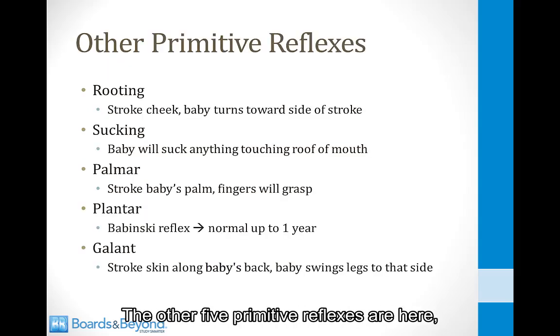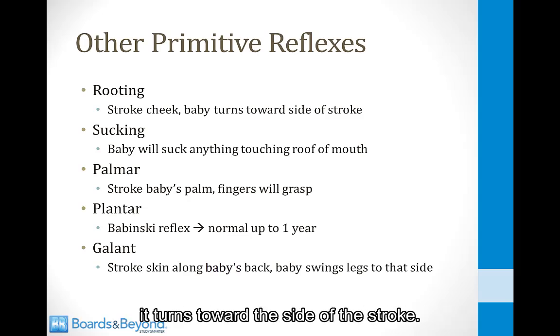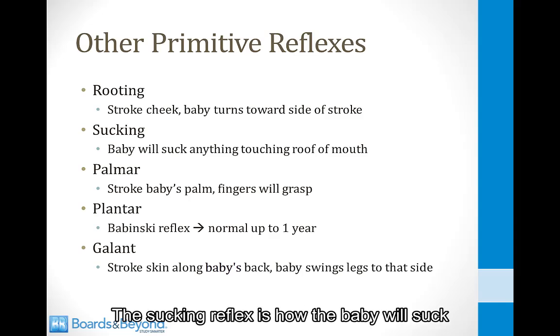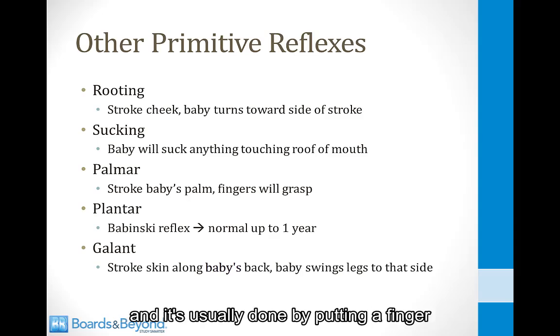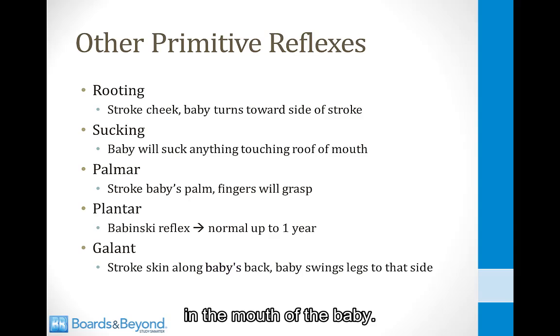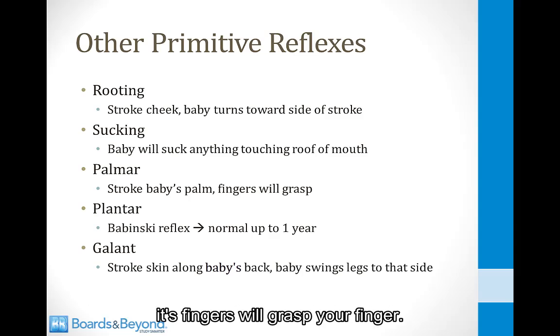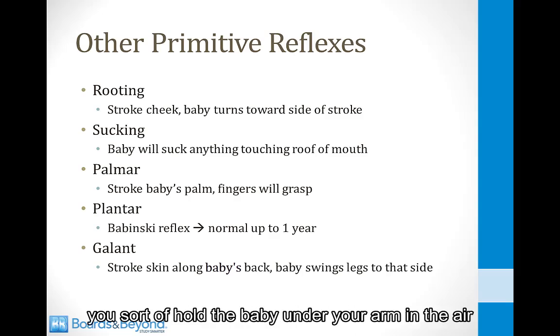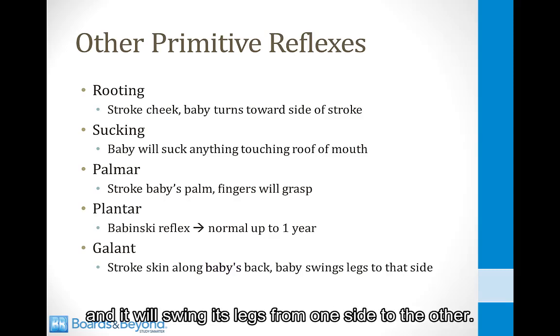The other 5 primitive reflexes are here, so let's talk about each one. The rooting reflex is when you stroke the baby's cheek. It turns toward the side of the stroke. The sucking reflex is how the baby will suck anything that's put on the roof of its mouth, and is usually done by putting a finger in the mouth of the baby. A palmar reflex is when you stroke a baby's palms, its fingers will grasp your finger. Plantar reflex is the Babinski reflex, which we just talked about, and that's normal up to a year. And for the Galant reflex, you sort of hold the baby under your arm in the air and you stroke its back, and it will swing its legs from one side to the other.